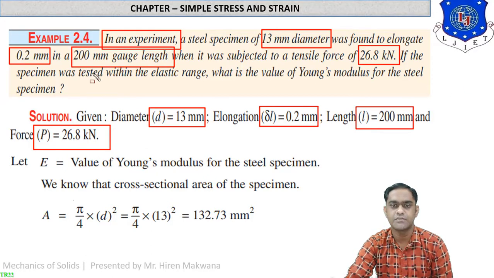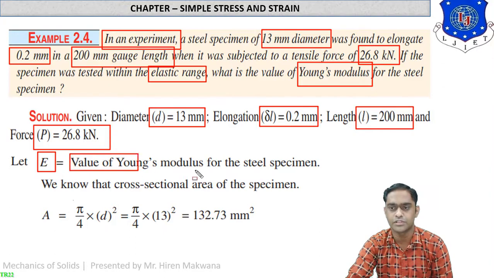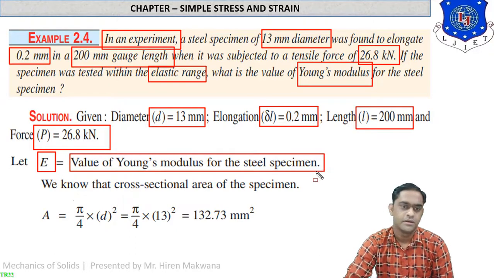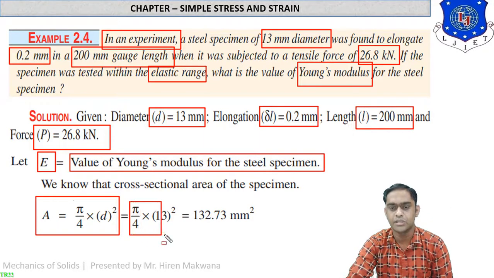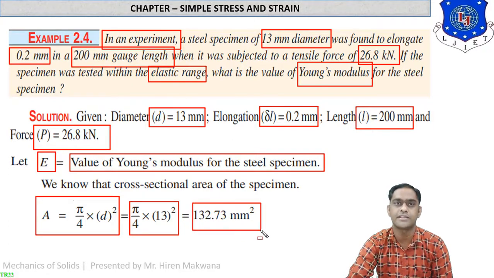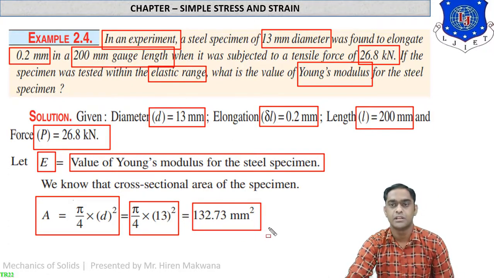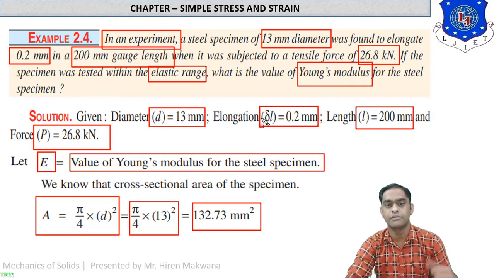If the specimen was tested within the elastic range, what is the value of Young's modulus for the steel specimen? So let us find that. E is equal to the value of Young's modulus for the steel specimen. A means cross section area, which is pi by 4 d square. By replacing the value of d equal to 13, you will get the cross section area as 132.73 mm square. Now what do we have to calculate? We have to calculate E.